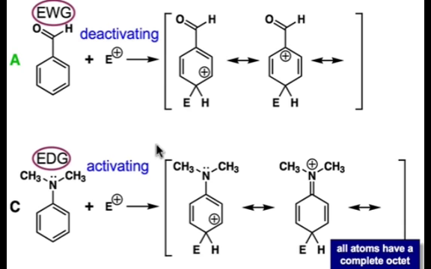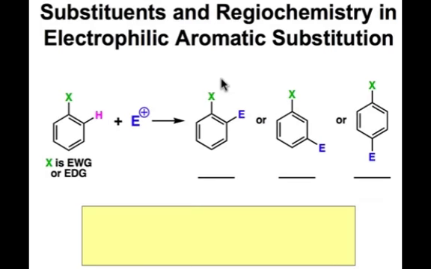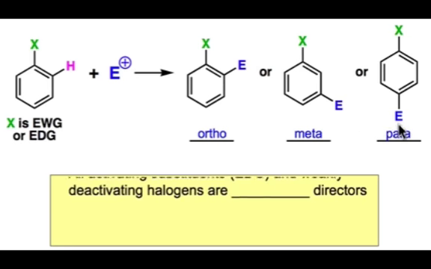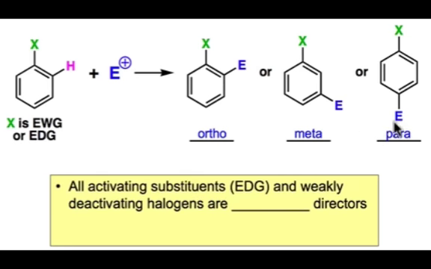Substituents are not only capable of deactivating or activating rings, but they can also influence the direction of regiochemistry in electrophilic aromatic substitutions. And by that, I mean if X is an electron withdrawing or an electron donating substituent, the incoming electrophile could substitute the hydrogen adjacent to that position. That'll make the ortho substitution. Or that electrophile could enter into the meta position, 2 atoms removed from the substituent, or 3 atoms removed from the substituent, the para position.